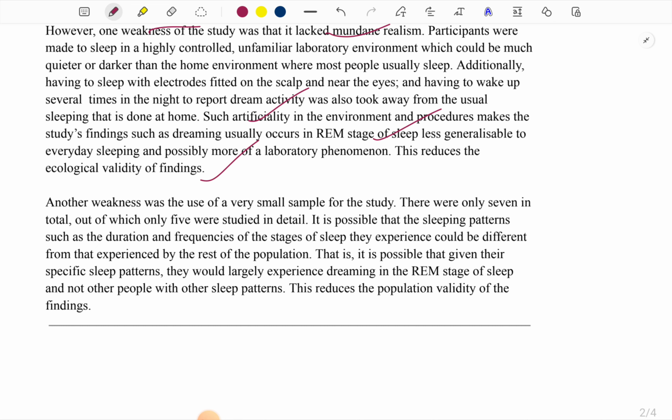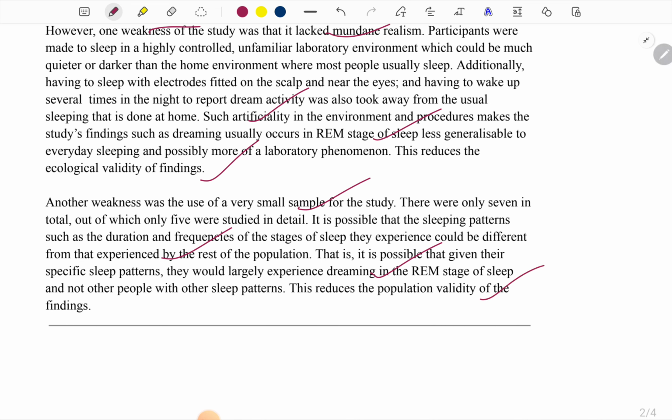The last paragraph is about the last weakness. There was a small sample size in the study, as we know. It is a core study. We have to know exactly how many participants there were. They have specified that very well. And then I've explained why it's a problem having a small sample size. I've related it to sleep patterns, how different sleep patterns might be found when a larger number of people is there, like in the population.